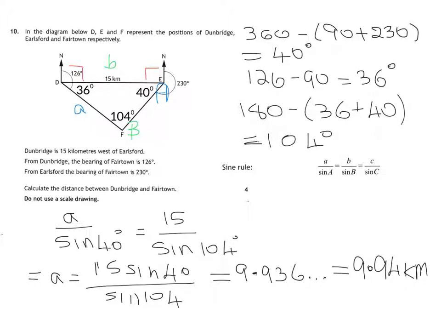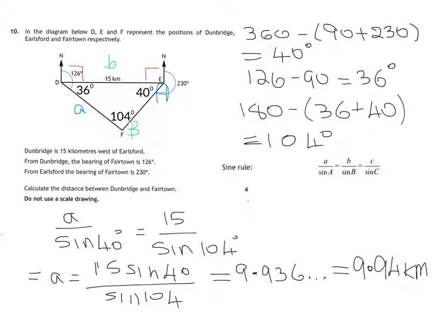Okay, let's look at the marking scheme. You get your first mark for figuring out your 40 degrees and your 104 degrees. You then get your second mark for correct substitution, so that's here. Your third mark comes from rearranging, and your fourth mark is your actual distance there. Done and dusted.